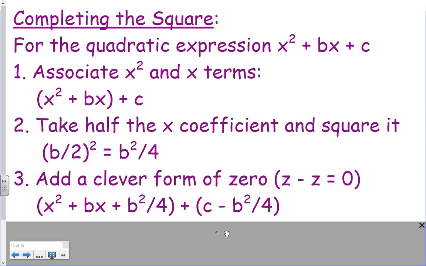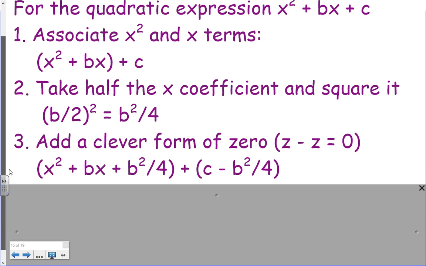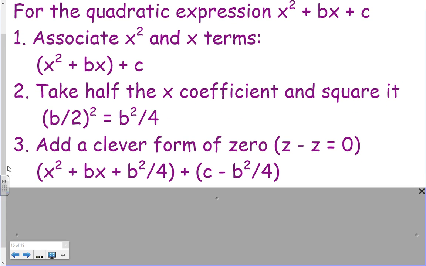You then have to do what's called adding a clever form of 0. We've talked about multiplying by clever forms of 1 many times. Adding a clever form of 0 just means that you take z and you subtract z, and you get 0, of course. So we're going to add in z somewhere, and then we're going to subtract out z. The net result is that we've added 0. That's a clever form of 0.